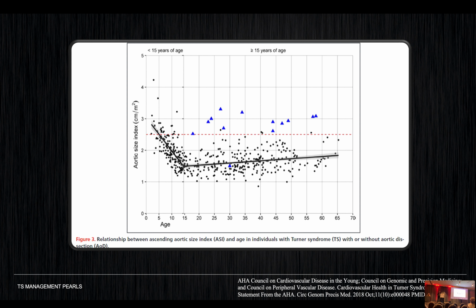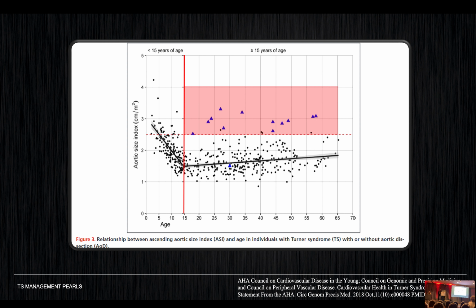At the 15-year mark is this red line that's vertical, and this 15 mark is at 15 years, and this is a very key number in Turner syndrome. So we compared Turner syndrome patients reported in the literature in which echo was done prior to aortic dissection. Those are the blue triangles in the upper quadrant.